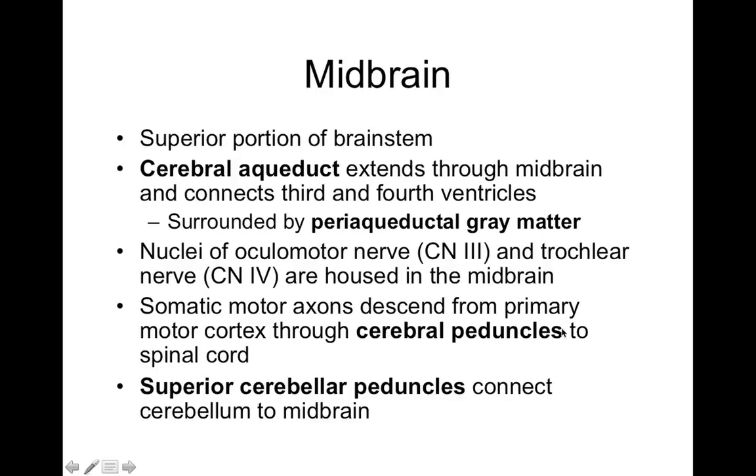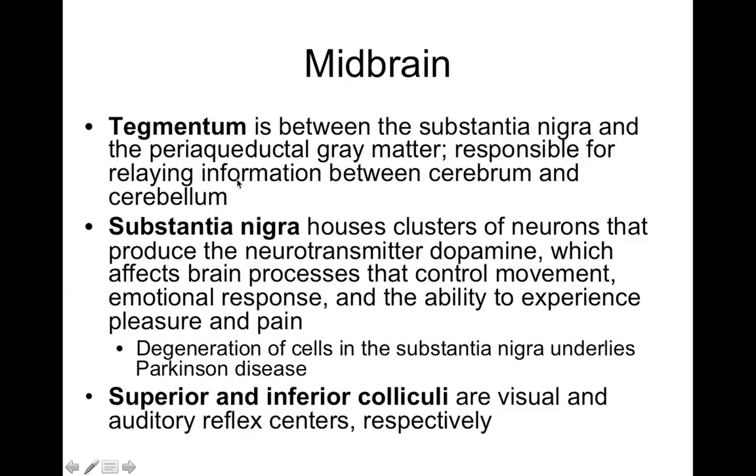We also have the cerebral peduncles, and these cerebral peduncles are large tracts of axons that help to transmit motor and sensory information up and down your brain. Now, we also have the superior cerebellar peduncles, which connect to your cerebellum, so it's involved with some motor processing in that regard. Now, the midbrain has your tegmentum.